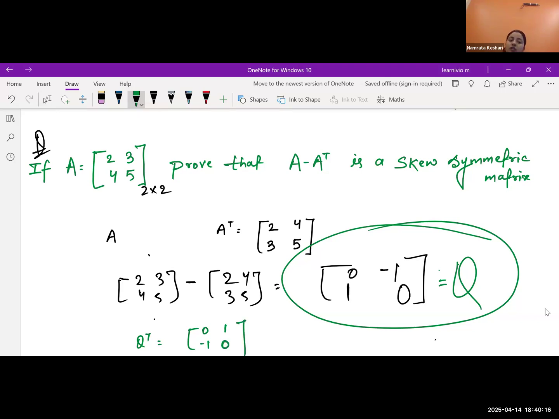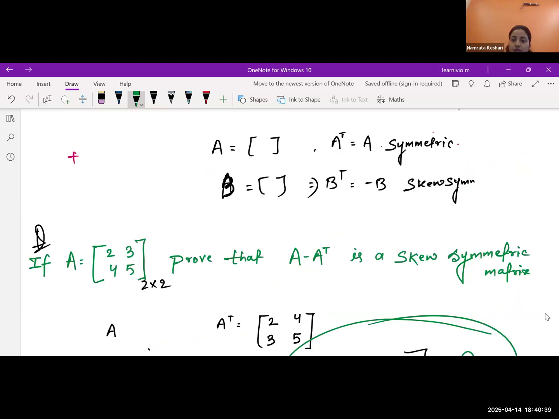Now we will check whether this Q transpose is equal to negative Q. Can we say this is the same as negative Q? If you multiply with negative 1, you get negative 1, and here we'll be getting 1, here 0. So this is nothing but negative Q, and yes, it is a skew symmetric matrix. Okay, let's do a few more questions.